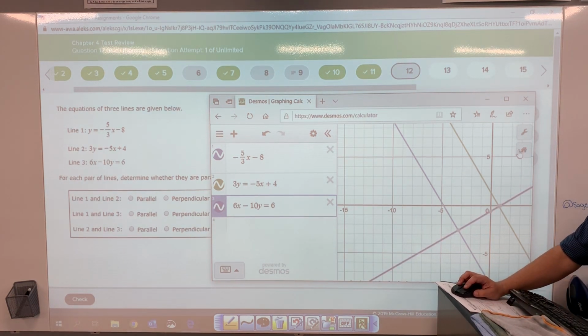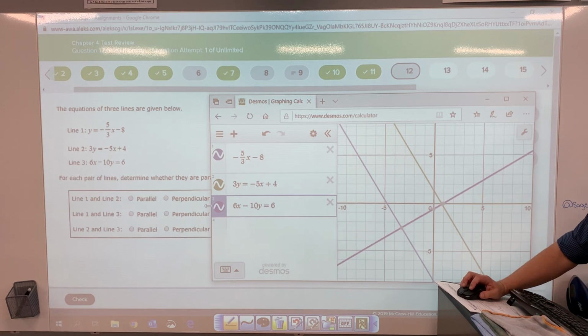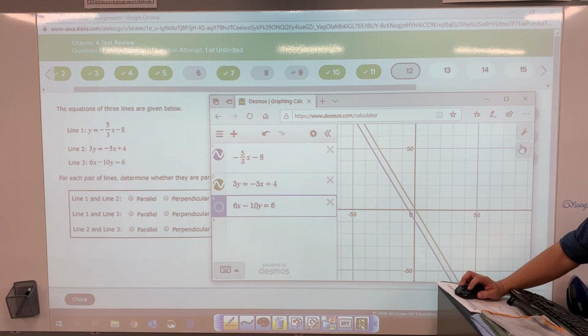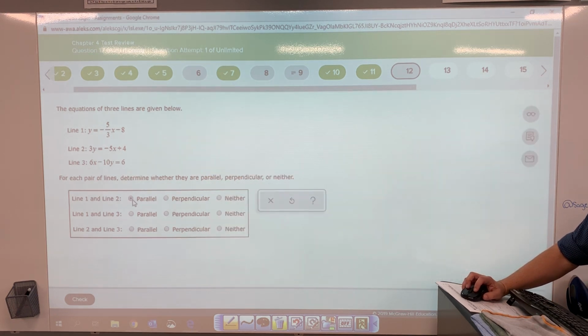Now, let me hit the home button here to make sure I got it set up. All right, 1 and 2. So I turn off number 3. 1 and 2, ladies and gentlemen, do they look parallel? You zoom out, the answer is yes. So 1 and 2 in my case are parallel.